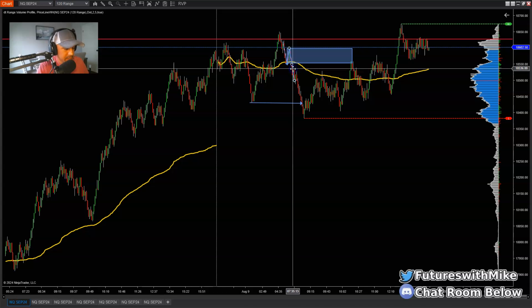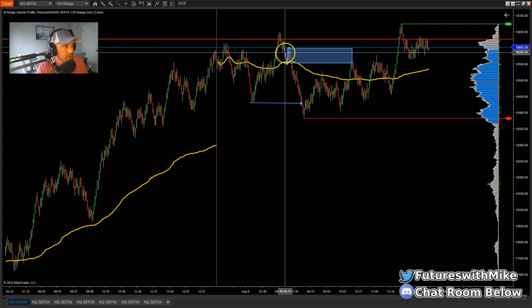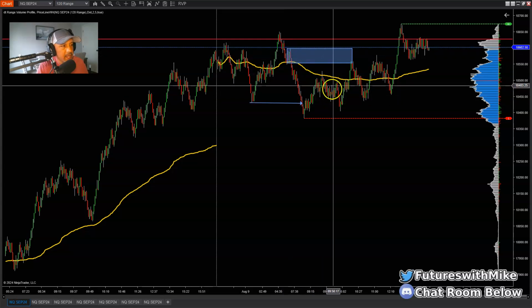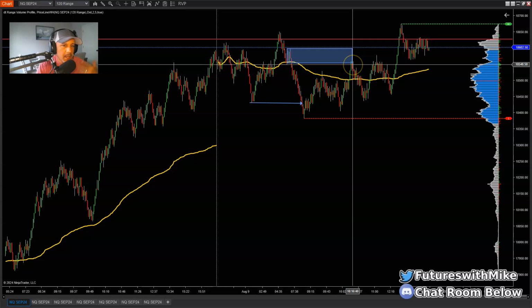So let me do away with these lines right quick. These arrow lines. Whoops, don't want to do that. So it comes back to the supply area right there. Then all we're looking for at that point is basically the break and close of the candle.